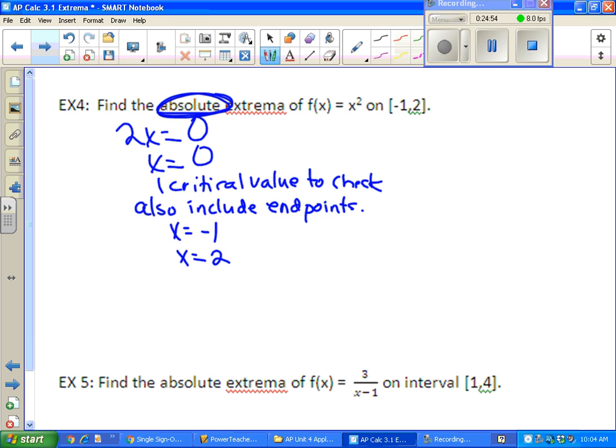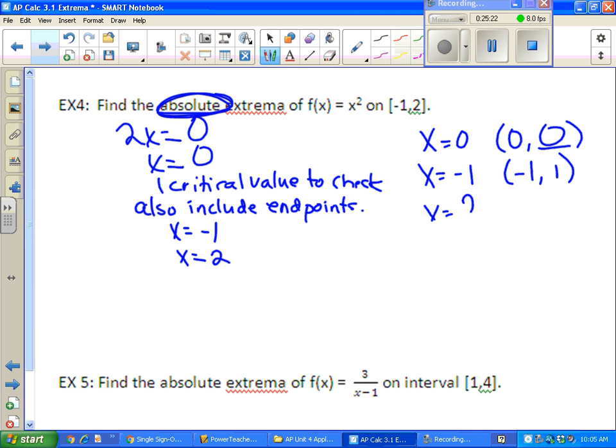I don't really need to worry about the sign line because I can calculate exact points. So I'm going to say at x equals 0, my point is what? 0 comma what? So what's 0? 0. All right, at x equals negative 1, what's negative 1 squared? Positive 1. And at x equals positive 2, going back to the original equation, I'm going up to what? 4. What's my highest and lowest point?